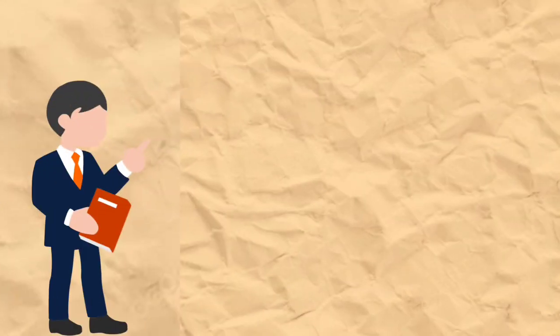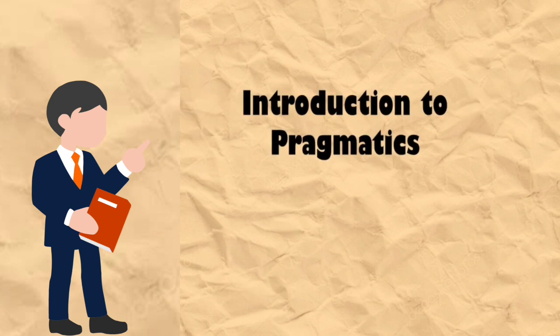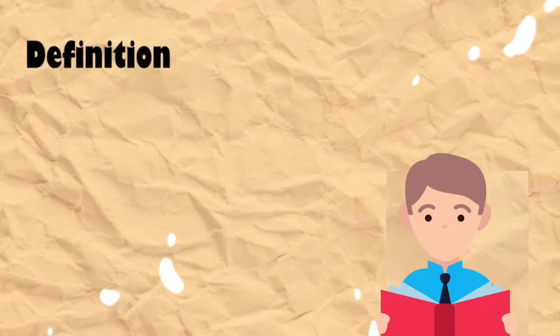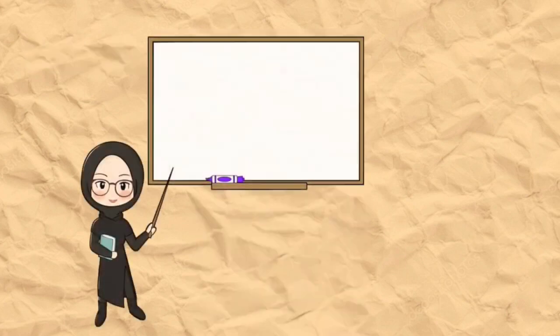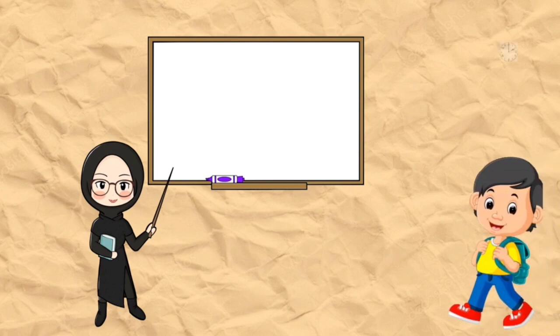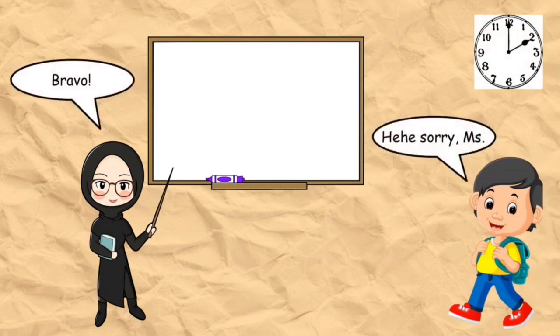Check it out. In this video, I'll be introducing you to pragmatics, the study of human interactions. People don't always say what they mean or mean what they say. Sometimes we say something to mean something else. Like this, when I teach your class at 1 p.m. and then one of your friends comes into the class at 2 and I say, "Bravo!" It doesn't mean that I compliment him, but I'm being sarcastic. The class will know that I actually tell him off for being late.